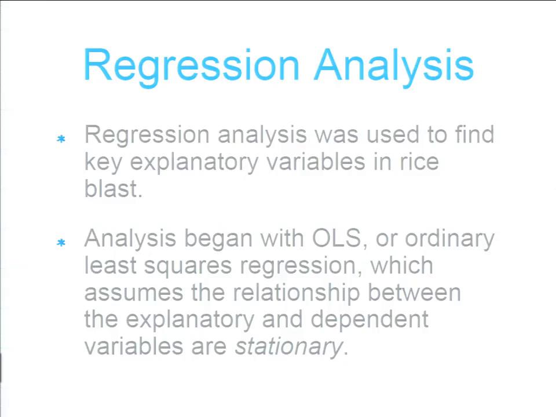I performed regression analysis, which basically allows me to correlate key explanatory variables with my dependent variable, which in this case was prevalence of rice blast. And I used the most basic form of regression, known as ordinary least squares regression, because it assumes that the relationship between these variables isn't changing over space.